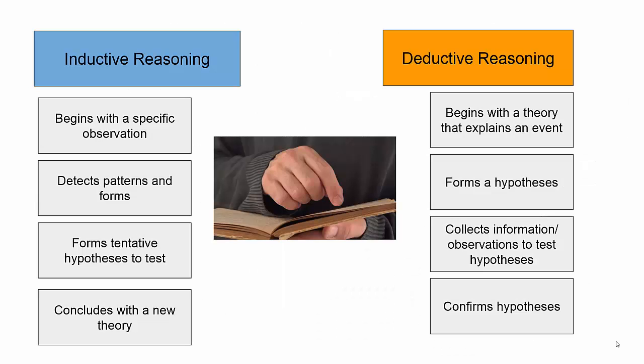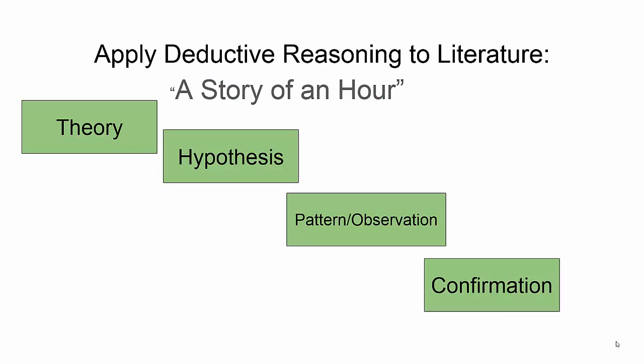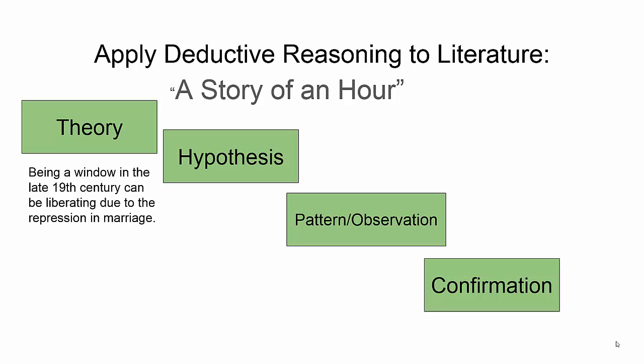Unlike inductive reasoning, deductive reasoning begins with a theory that explains an event. Then you form your hypotheses. Then you collect your information and observations that will confirm your hypotheses. Let's take a closer look, applying deductive reasoning to literature, specifically with the story of An Hour. In this case, you start with a theory. The theory is being a widow in the late 19th century can be liberating due to the repression in marriage.